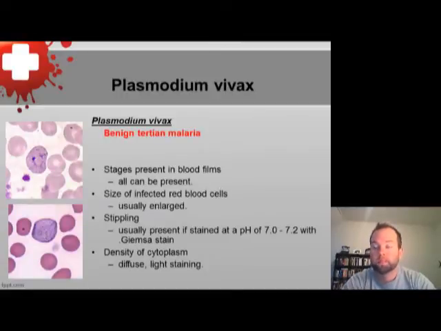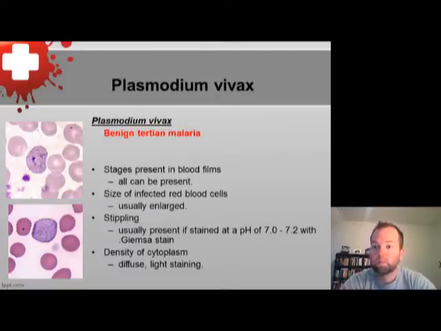The first of 4 species of Plasmodium that we're going to talk about is benign tertian malaria. Benign because it is less severe than other species of Plasmodium, and tertian because of the paroxysm that occurs every 3 days as a result of the length of its asexual cycle. The stages present on the peripheral blood film can all be present, and not one stage is dominant over another.